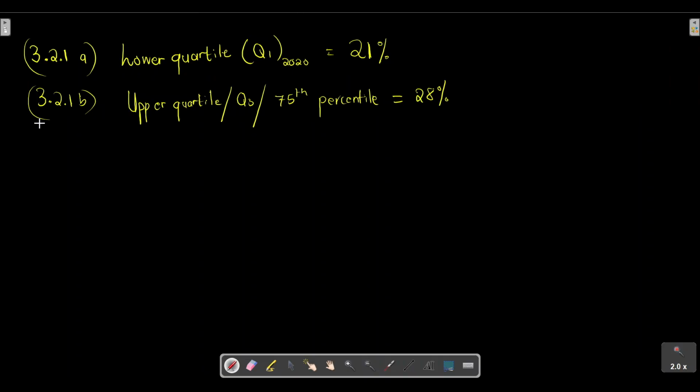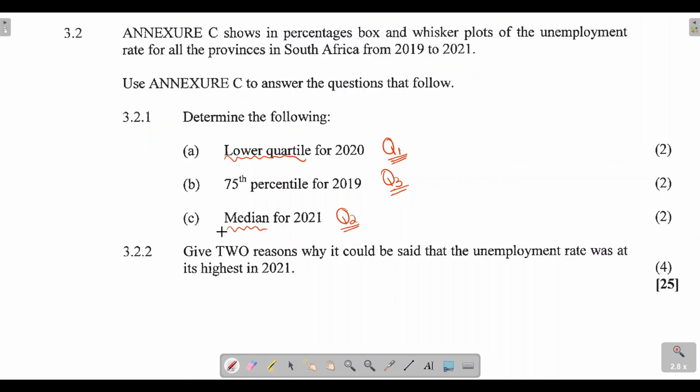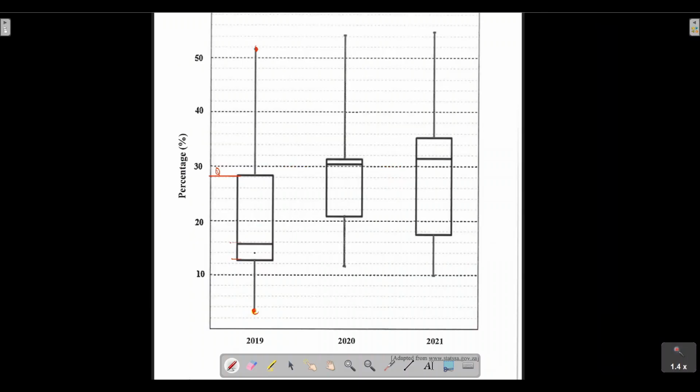Okay, let's have a look at question 3.2.1c. Question 3.2.1c wants us to determine the median, or Q2, for 2021.